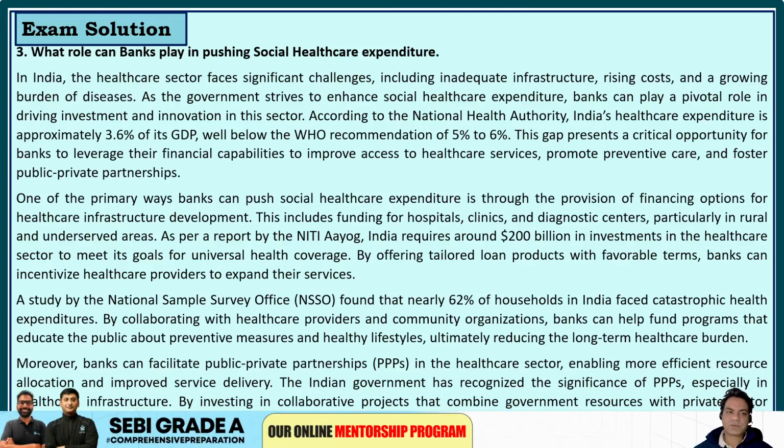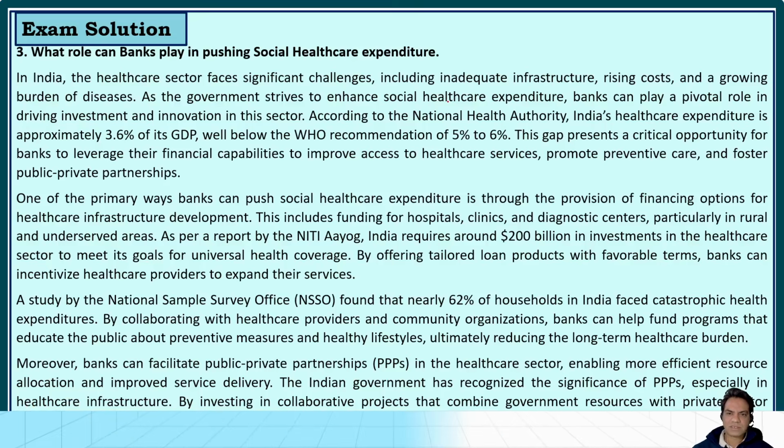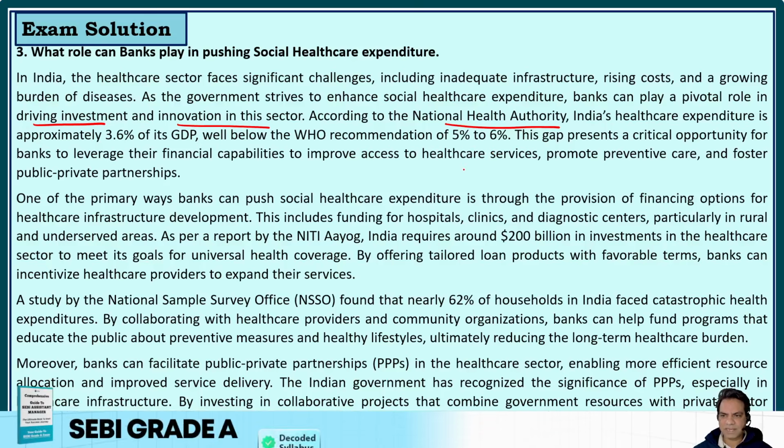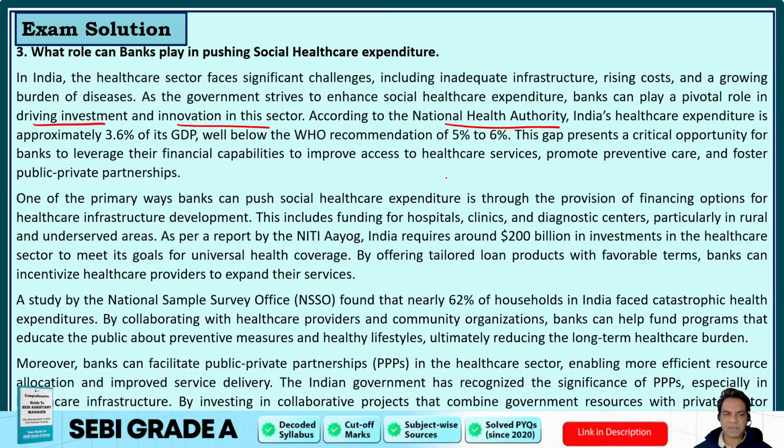Then what roles can banks play in pushing social healthcare expenditure? Now guys, banks can enhance social health expenditure by driving investment and innovation in this sector. As per the NHA, National Health Authority, India's health expenditure is approximately 3.6% of GDP, well below the WHO recommendation of 5 to 6%. The gap presents a critical opportunity for banks to leverage their financial capabilities.